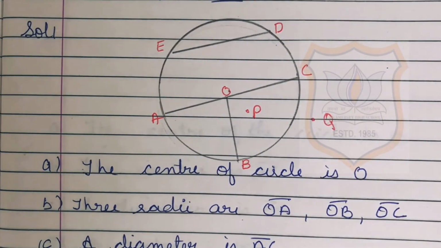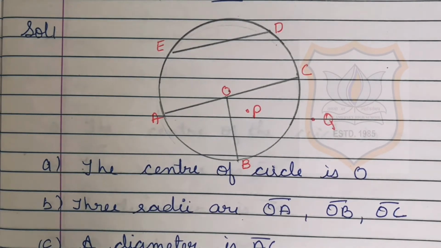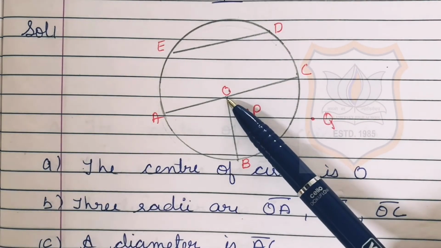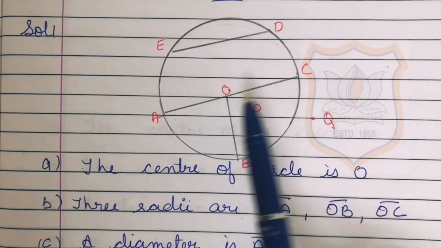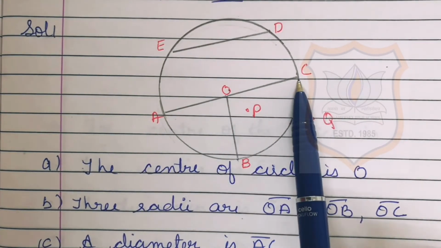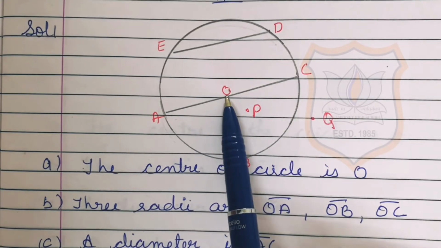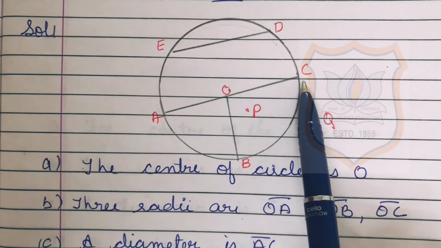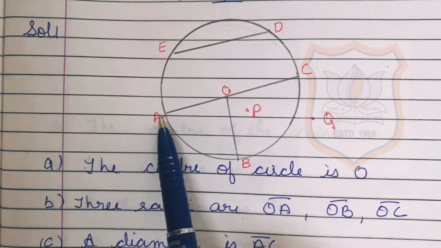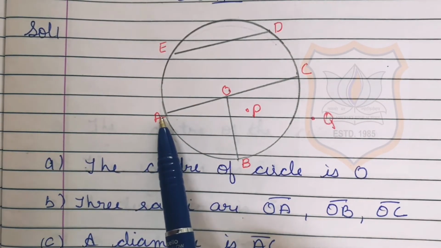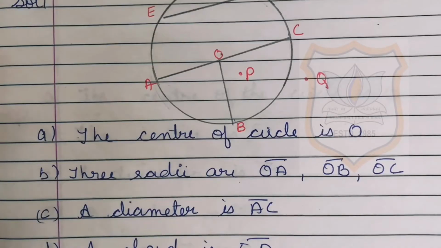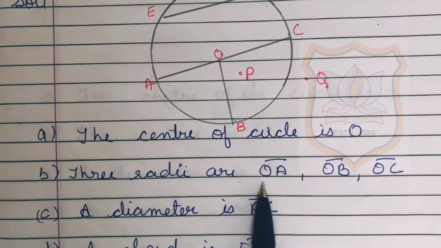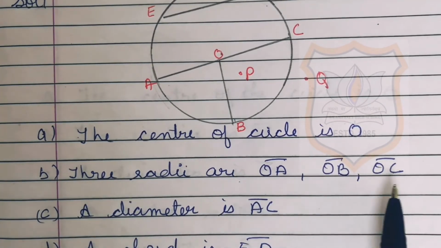I have explained earlier that a radius is a line segment whose one point is at the center and the other is on the circle. So here you can see that line segment OC is the radius of the circle. Here one point is at the center and the other point C is on the circle. In the same way, OA is also a radius, and OB is also a radius of the circle. So the 3 radii are line segment OA, line segment OB, and line segment OC.